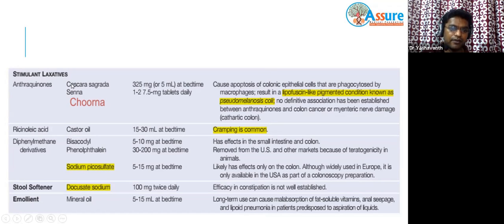And you have cascara or senna. Senna is churna, churnam, whatever it is called in Ayurveda. It's a stimulant laxative. Next, you have castor oil, commonly used in southern India and in Ayurveda for laxative purposes. And you have bisacodyl and sodium picosulfate, which are also very good stimulant laxatives. And stool softeners and mineral oil are not much used.